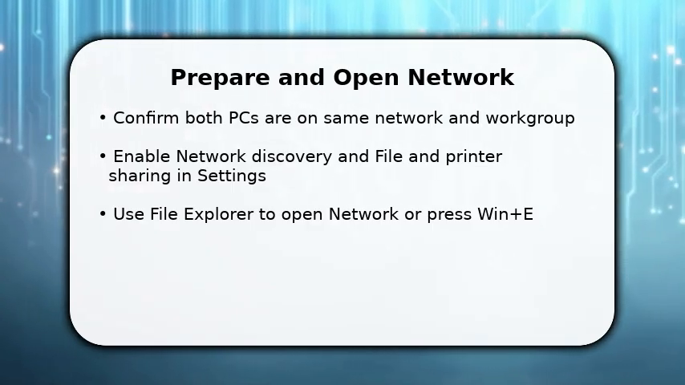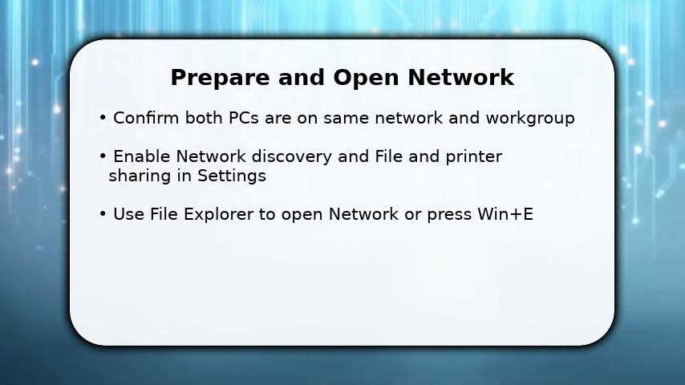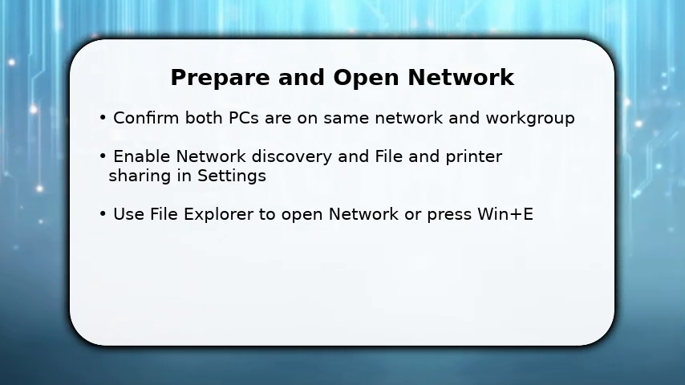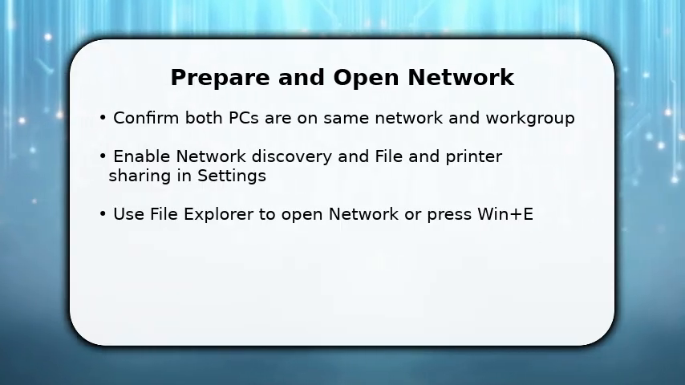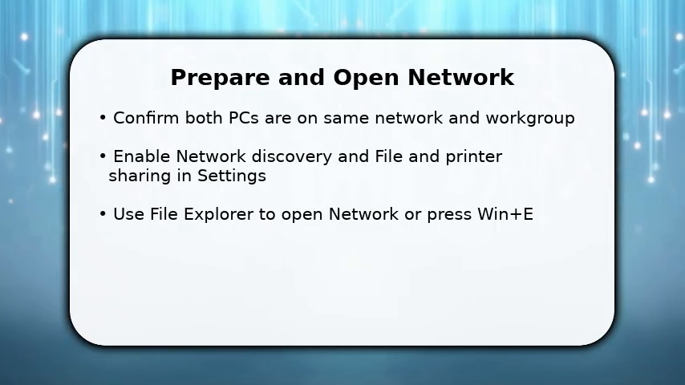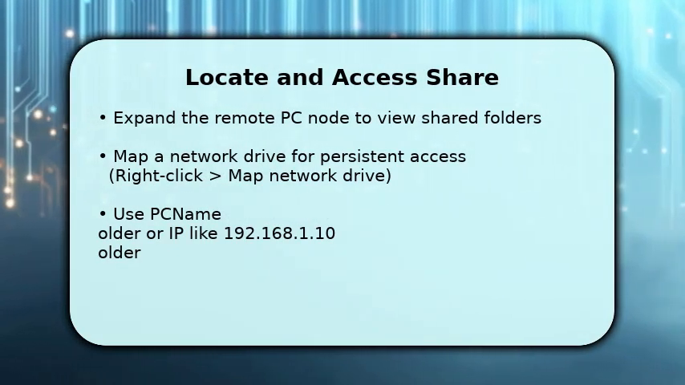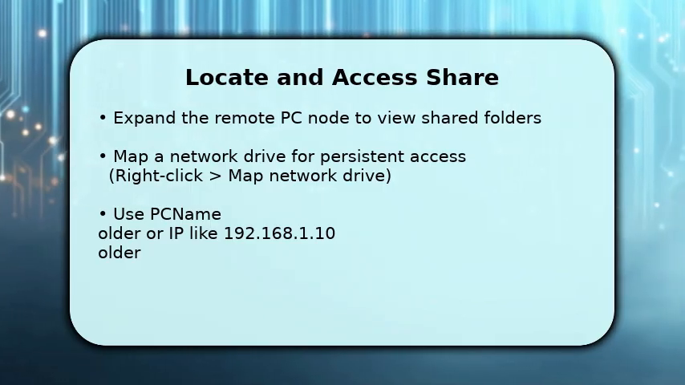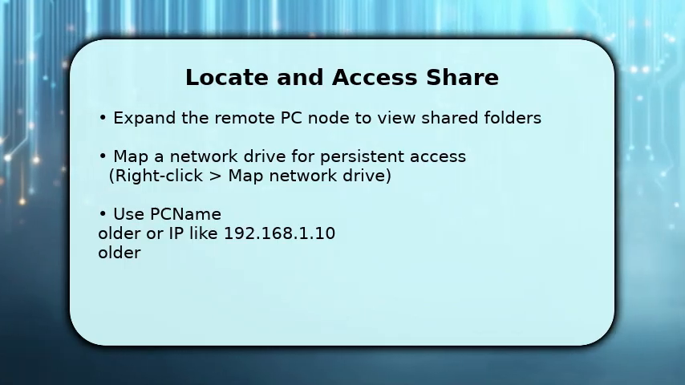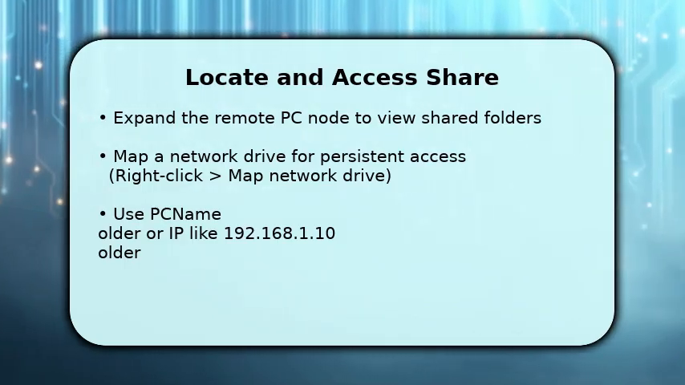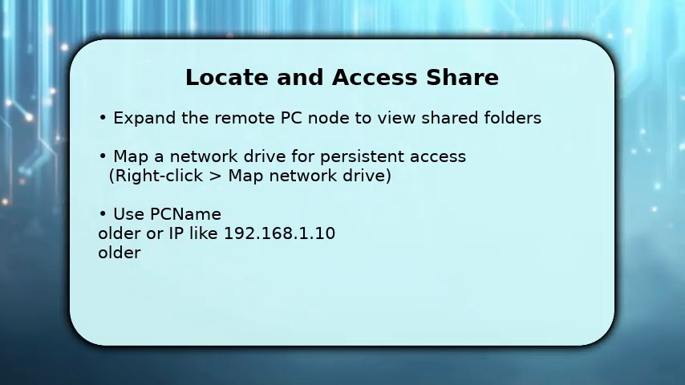You do this now because visibility is required before browsing or connecting to shared folders, and it reduces later credential errors. Now you navigate to the remote computer's shared resources and understand how Windows addresses them. Expand the PC node to reveal shared folders. If no folders appear, try the UNC path such as \\PC name\share or \\192.168.1.10\share to bypass discovery issues.